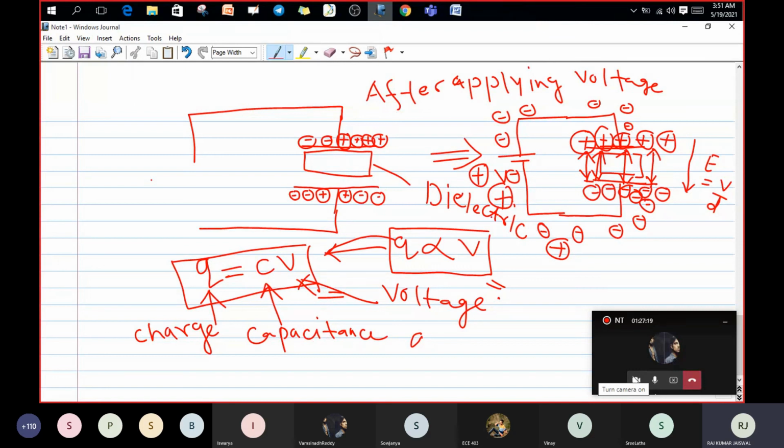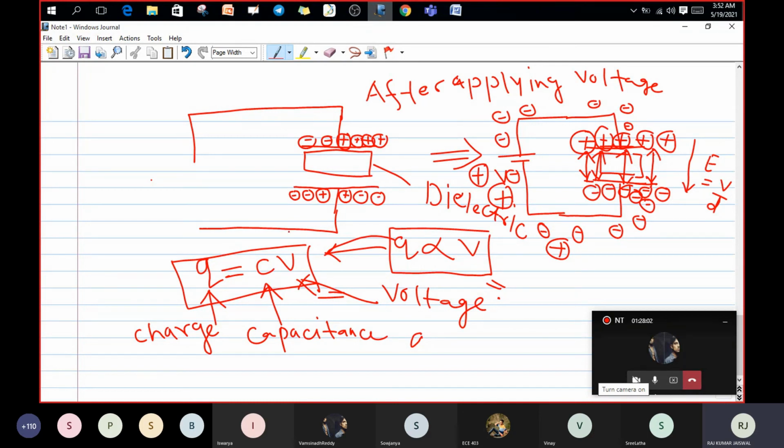Now the same concept we could prove, but I think there is no requirement for this. Q equals to CV formula is enough. Okay, guys. Next, what is the formula? We will see the next formula is 1 by 2 CV square. Next formula is there. C equals to epsilon A by D.